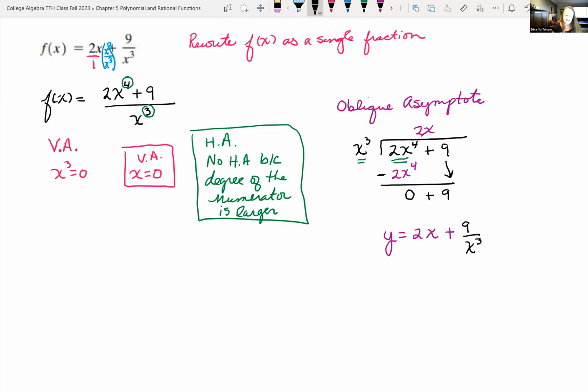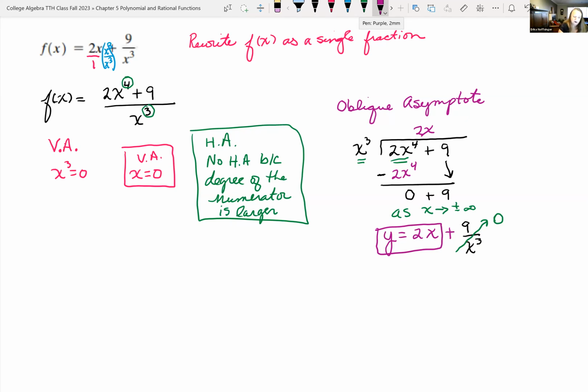The thing is, as x tends to positive or negative infinity, 9 over something that's getting so huge, 9 over a huge number, is going to 0. And so as x goes to positive or negative infinity, this piece, our remainder over divisor, is always going to go to 0. And so we have an oblique asymptote at y equals 2x.